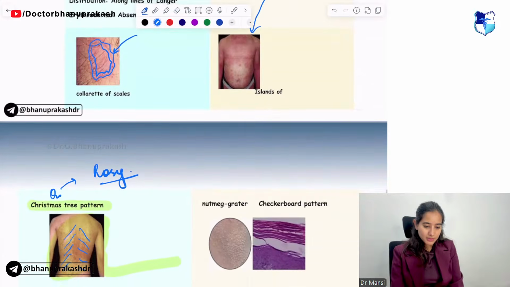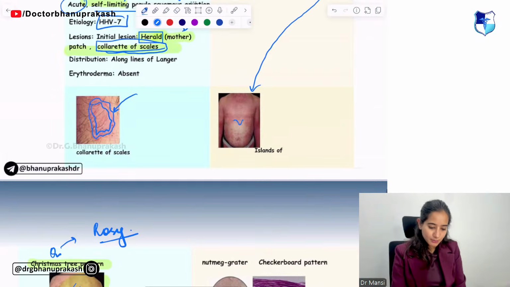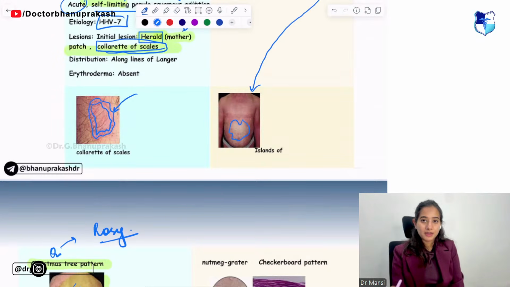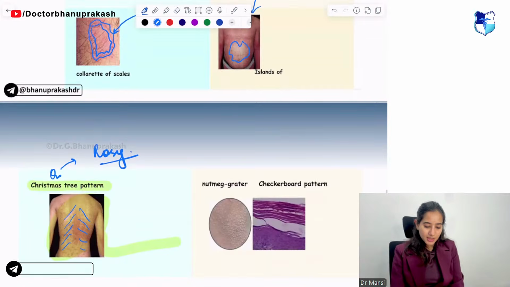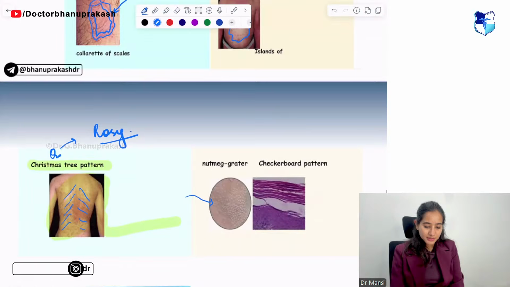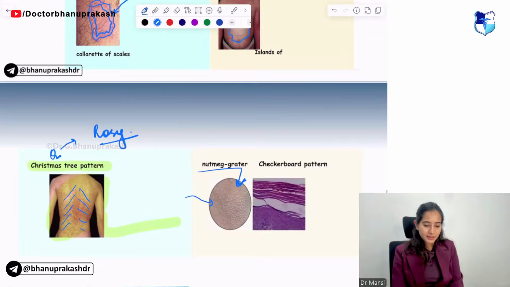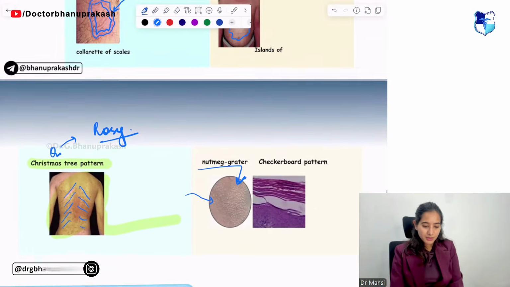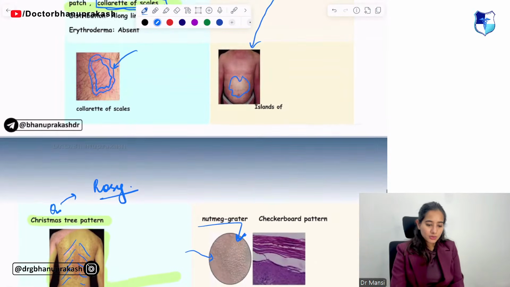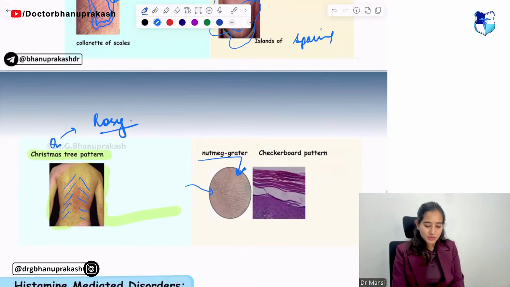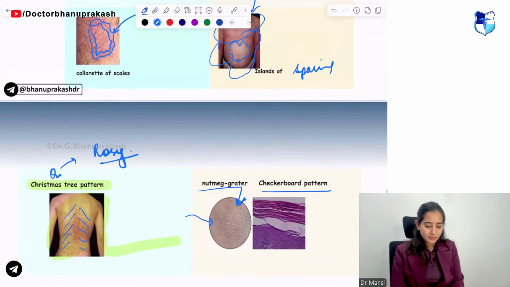Okay, so here you can see there is some island of hypopigmented area, and this pilaris is seen like this, the nutmeg grater appearance. If you have seen a nutmeg, this appearance, exactly like this, an island of sparing is seen. So the region is involved, but there is a certain place where the lesions are not there. So there is an island of sparing, and there is a checkerboard pattern.